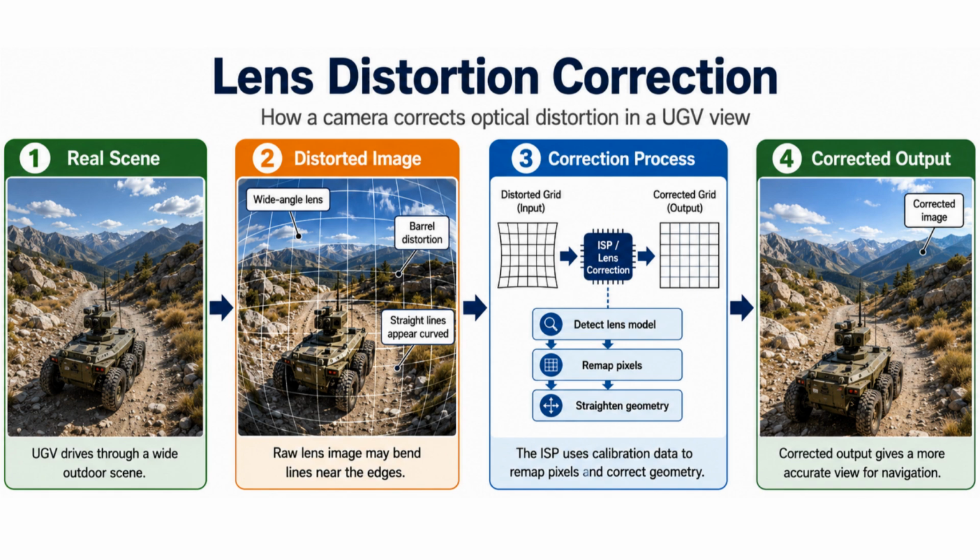The ISP corrects this using lens calibration data. It first identifies the lens model and the amount of distortion present. It then remaps the affected pixels and straightens the image geometry. As a result, the trail edges, horizon, rocks, and surrounding terrain appear more natural and accurate. This corrected image gives the operator and navigation system a better representation of the real scene, improving obstacle detection, distance judgment, and overall driving confidence.